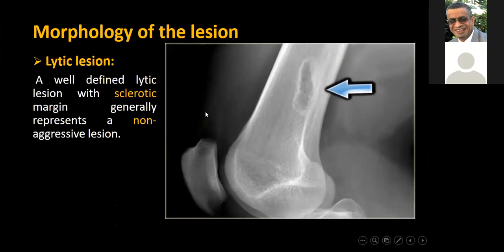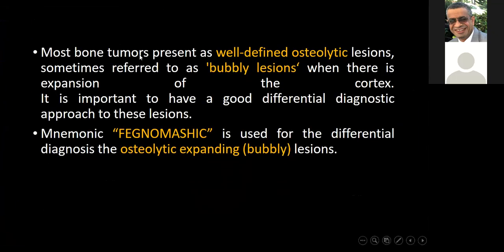We start with the morphology of the lesion. First, the lytic lesion. A well-defined lytic lesion with a sclerotic margin generally represents a non-aggressive lesion. As we said, in this example, a well-defined lytic lesion with a sclerotic rim in a case of non-ossifying fibroma. Most bony tumors are well-defined osteolytic lesions, sometimes referred to as expansile lesions when there is an expansion of the cortex.